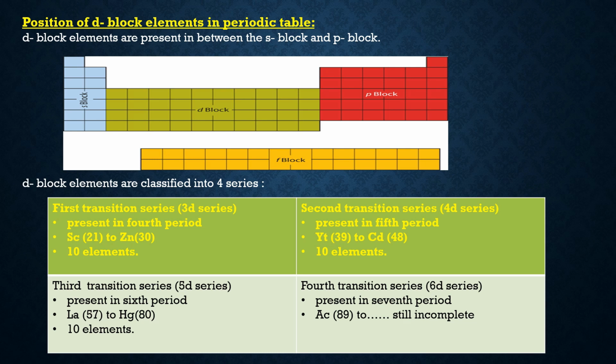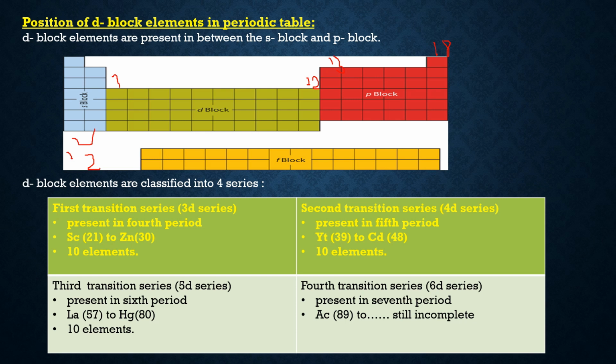Now the next is the position of D block elements in the periodic table. Now see the figure. These two, group 1 and group 2, are termed as S block elements. Similarly, group 13 to group 18 are termed as P block elements. Now group 3 to group 12, these are termed as D block elements. So D block elements are present in between S block and P block.